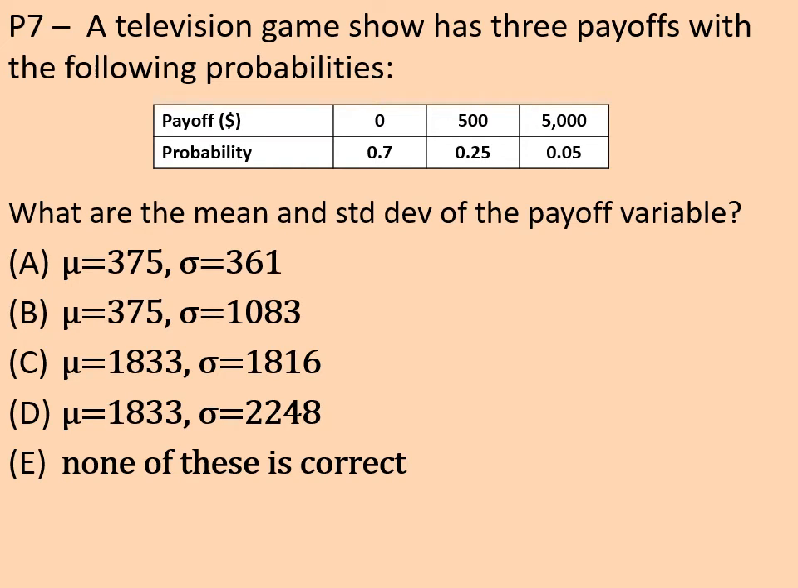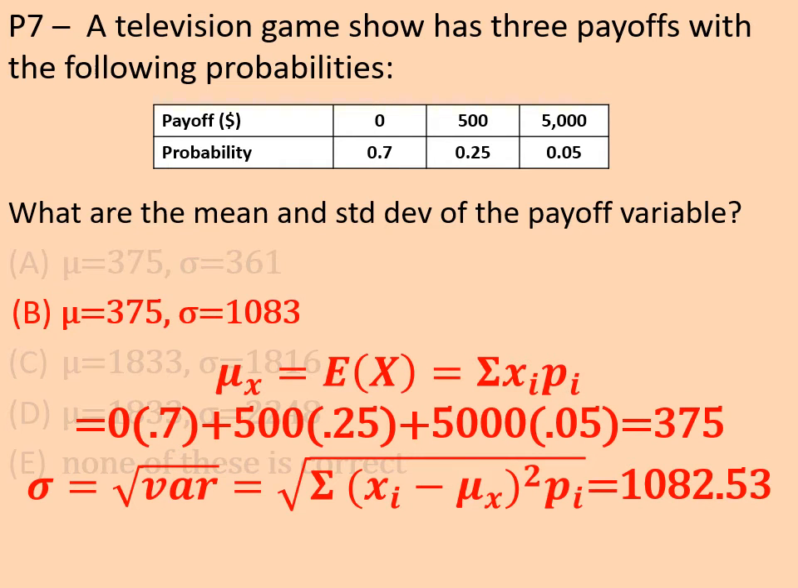You could do this by hand because the number of payoffs is so few, 3, but you can also use your calculator to do this using your lists. All right, so in general, the expected value is going to be the payout times its probability, so 375. If you weren't able to calculate the standard deviation, at least you could probably narrow down your choices. But you could do this in your calculator.